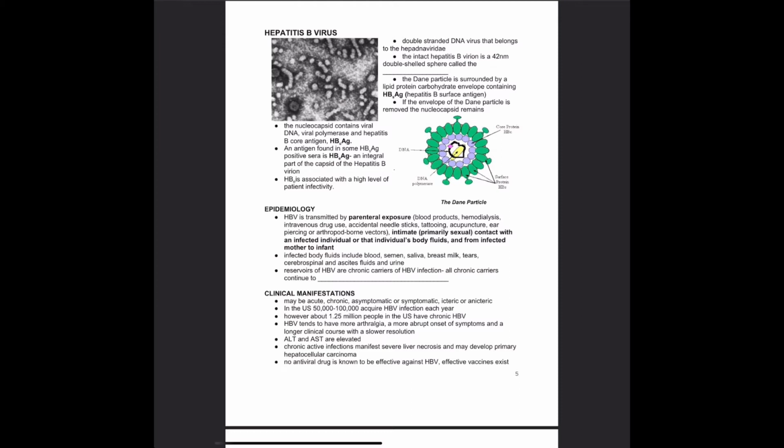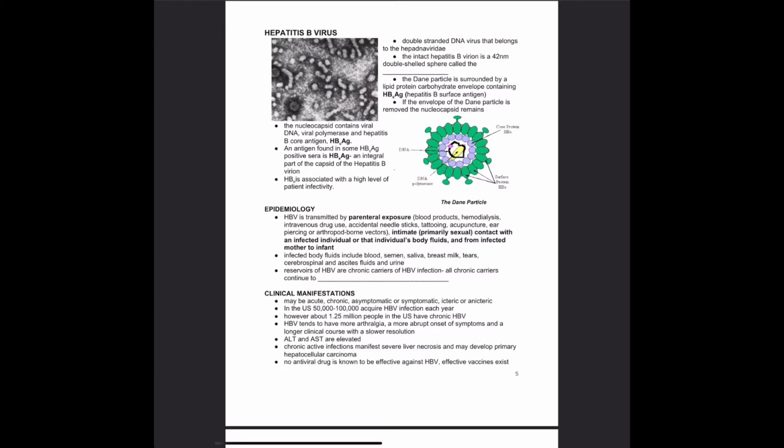Hepatitis B virus is transmitted typically through blood products, accidental needle sticks, IV drug use, and sexual contact, as well as from mother to infant. Infected body fluids include blood, semen, saliva, breast milk, tears, CSF, ascites fluid, and urine. Reservoirs of HBV are chronic carriers of the infection, and all chronic carriers continue to shed active virus.